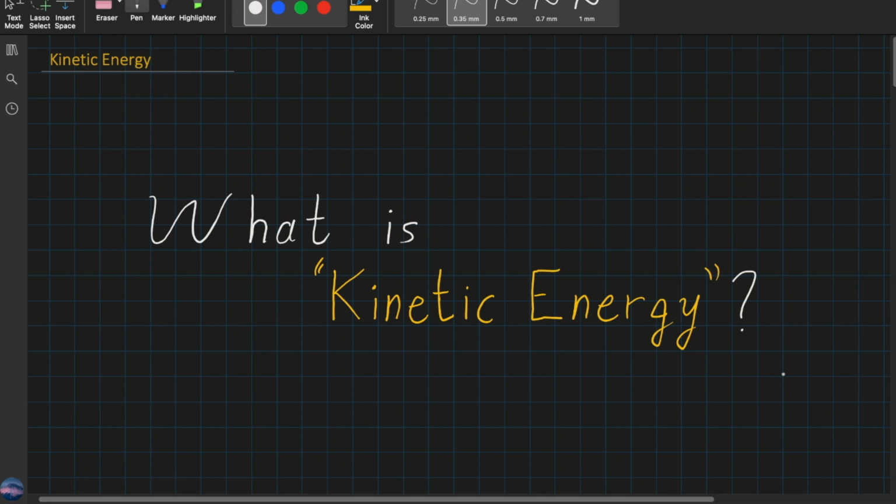So within this lesson, we aim to understand what kinetic energy is, how to compute it, and in what units we measure kinetic energy. Towards the end of the video, we will have a real application on how to compute the kinetic energy of an object.